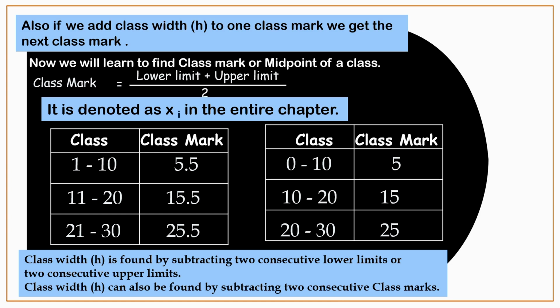Also, if we add the class width, age, to one class mark, we get the next class mark. So there is another way to find the class mark. That is, if you find the value of age, that is the class width, then once you keep on adding the class width to the class mark, we will get the consecutive class marks. Both ways are correct.